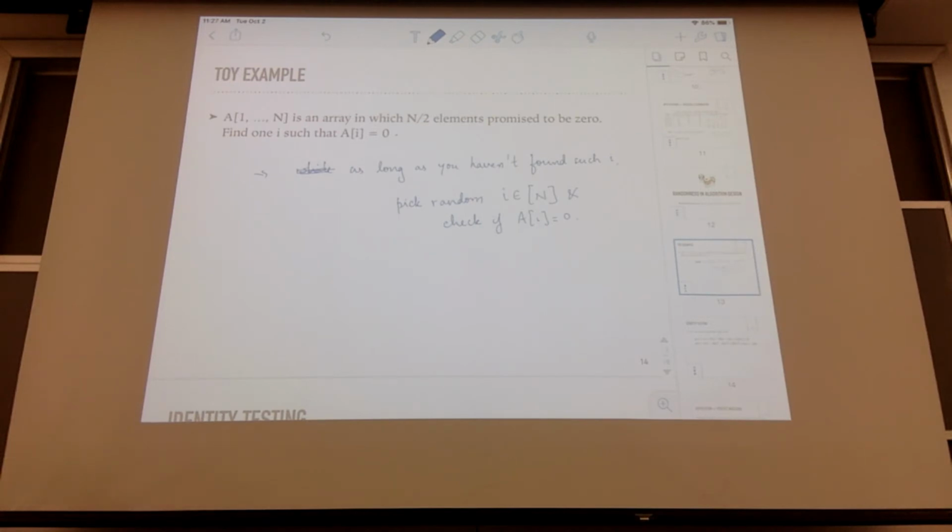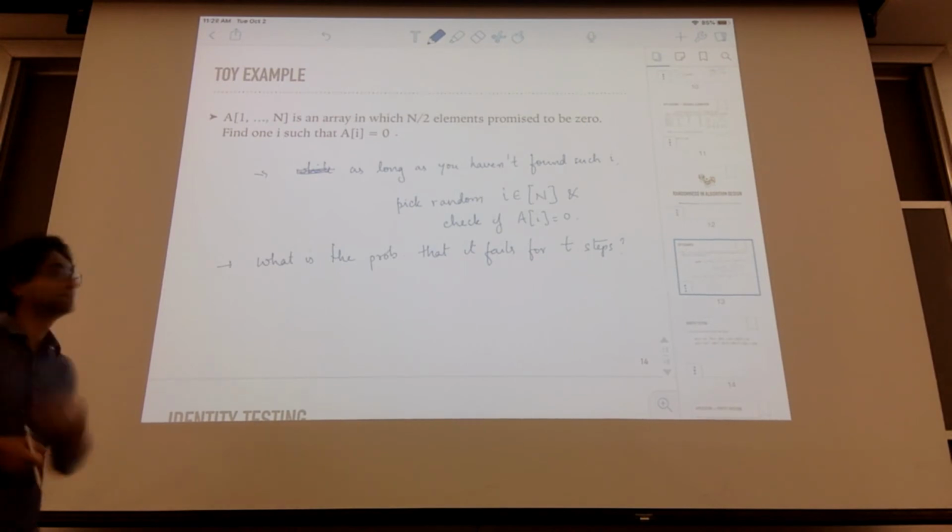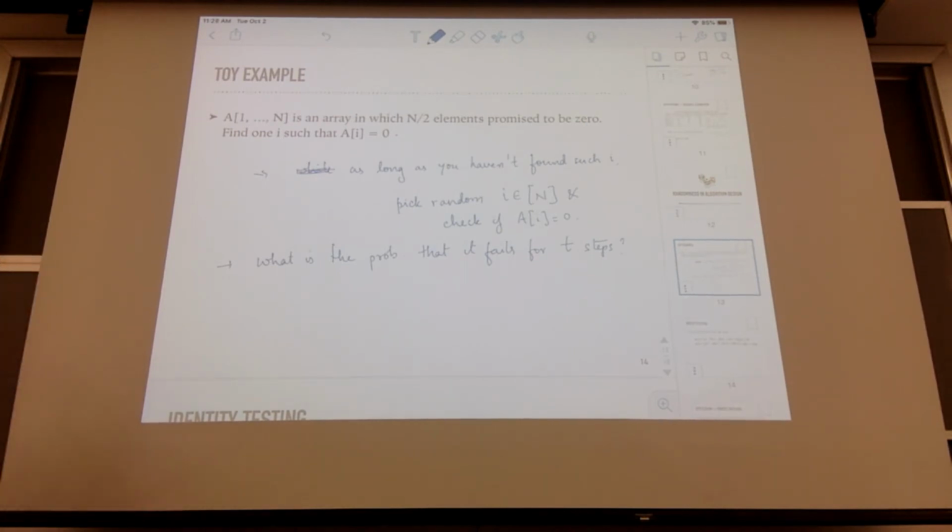You could ask yourself, what is the probability that it fails for, let's say, t steps? This is similar to the exchange problem: if we have half probability to get an element that is 0, how many tries do we need to get at least one? So this is essentially like asking, if you had a coin that succeeds with probability at least half, how many times do you have to toss it to see one head? That's essentially what you're asking.